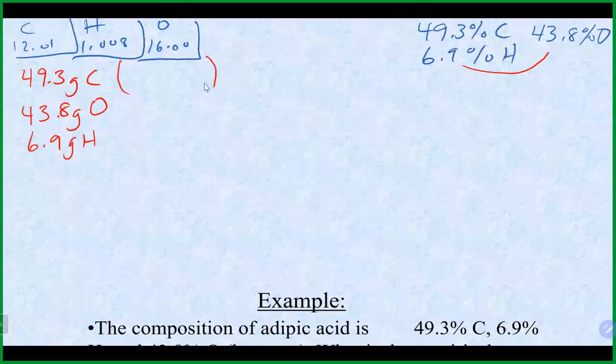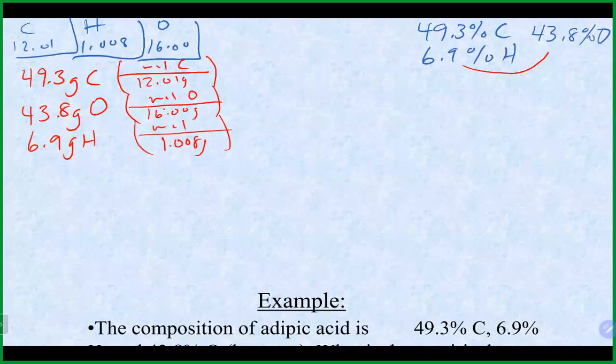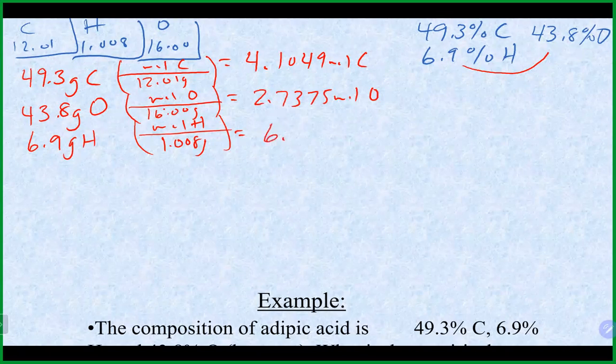Once again, next thing we're going to do is use the molar amounts from the periodic table and convert each of these into moles. So that's going to be, again, 12.01 grams per mole of carbon, 16 grams per mole of oxygen, and 1.008 grams per mole of hydrogen. So converting those into moles gets us 49.3 divided by 12.01, 4.1049 moles of carbon, 43.8 divided by 16, 2.7375 moles of oxygen, and 6.9 divided by 1.008, 6.8452 moles of hydrogen. Any questions up to there?